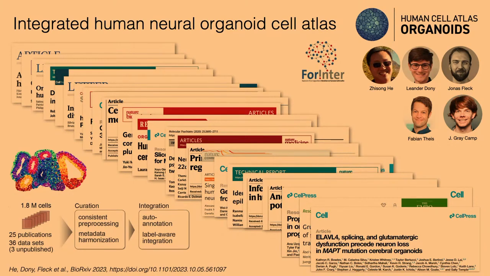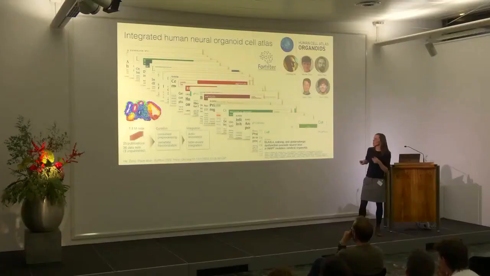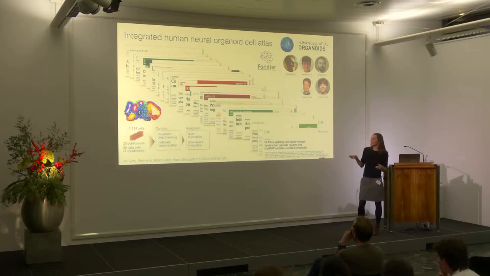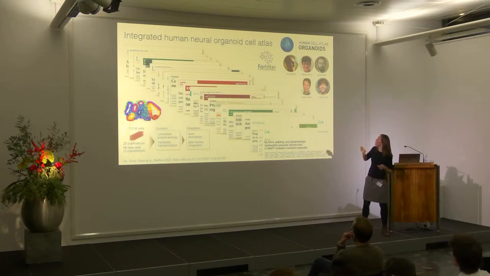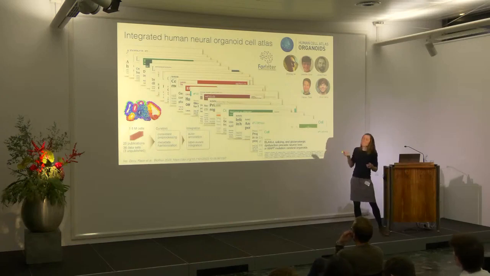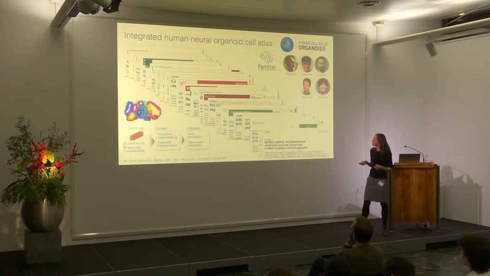The data was curated to have consistent pre-processing. The metadata was harmonized, and then it was integrated, also using auto-annotation. We developed a tool to automatically annotate it and also have this label-aware integration. And so, yeah, this was really teamwork. There was Jonas Fleck, who was a PhD student in my lab and is now working with Greg Camp, Chisong, a postdoc or senior scientist in my lab, and Leander Donny in Fabian's lab, that were really a dream team working on this.